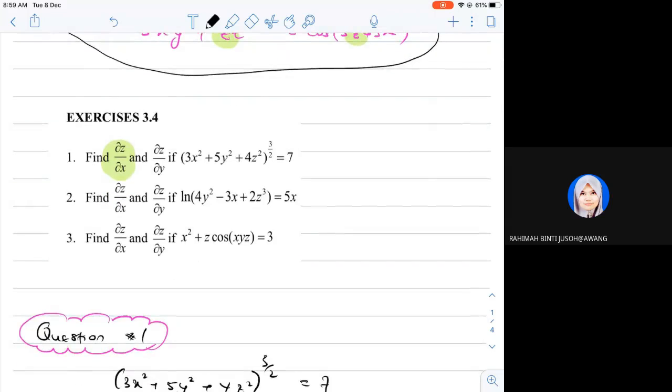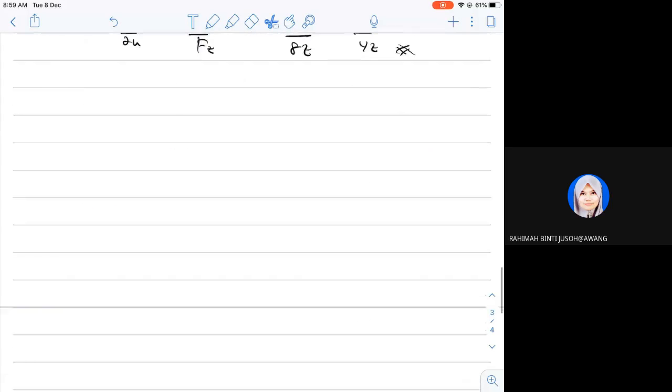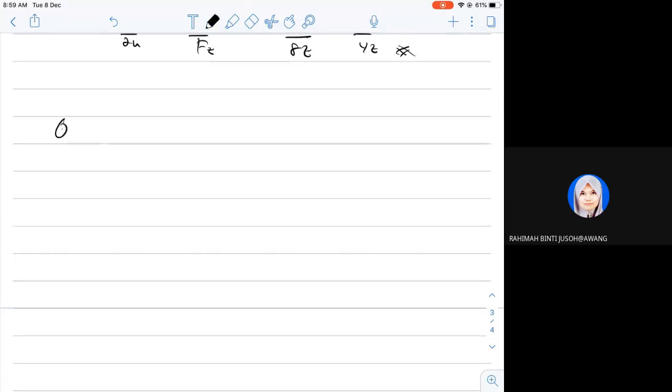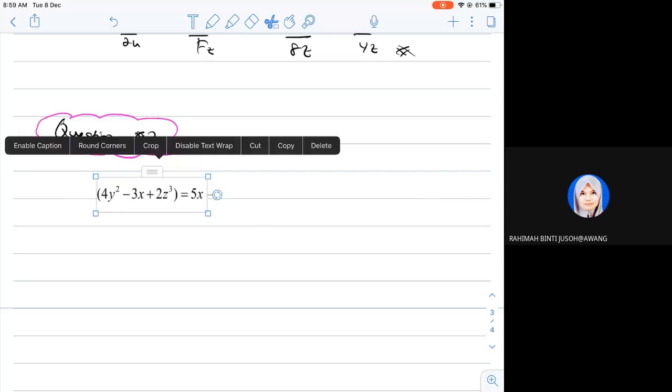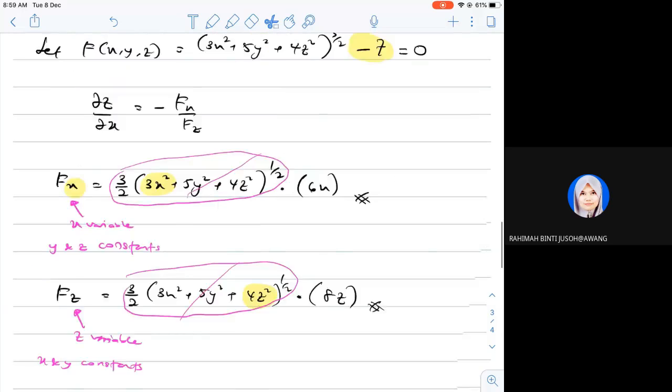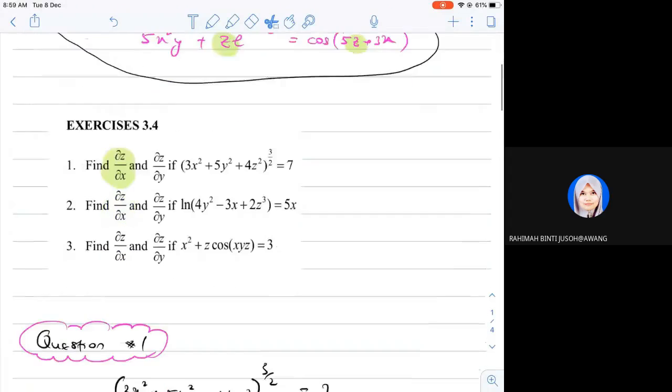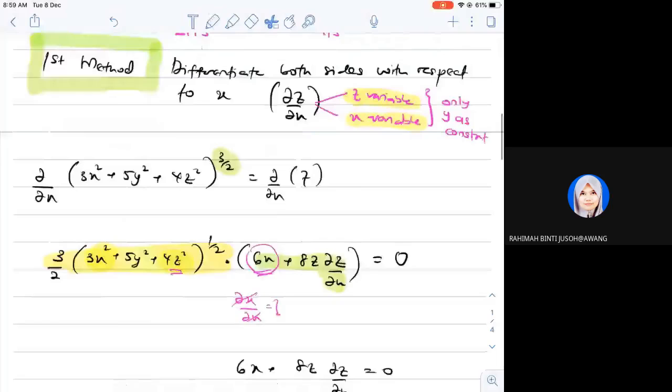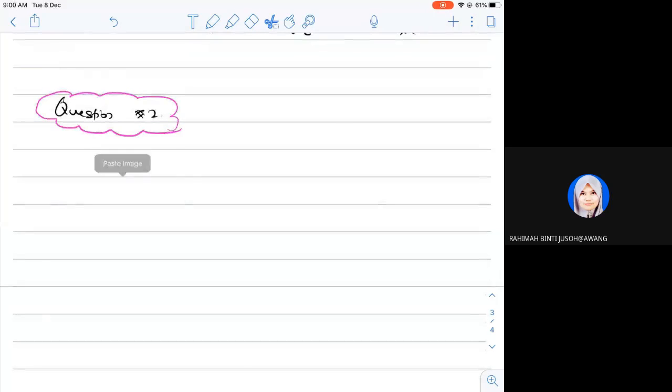So next, let us solve question number 2. This question. Okay, copy. Question 2. Saya tertinggal perkataan long ada long tadi kan? Second, this one. Okay, long.